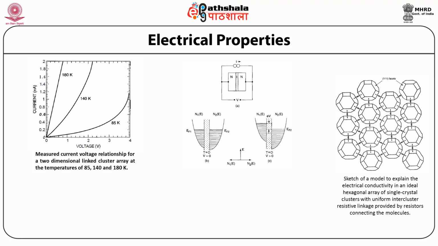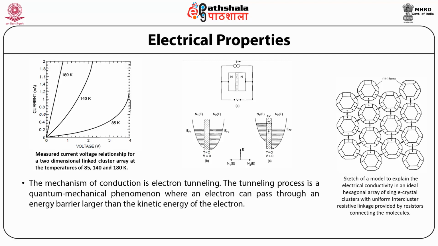The conduction process for this system can be modeled by a hexagonal array of single crystal gold clusters linked by resistors, which are the connecting molecules, as illustrated in the figure. The mechanism of the conduction is electron tunneling. The tunneling process is a quantum mechanical phenomenon where an electron can pass through an energy barrier larger than the kinetic energy of the electron.